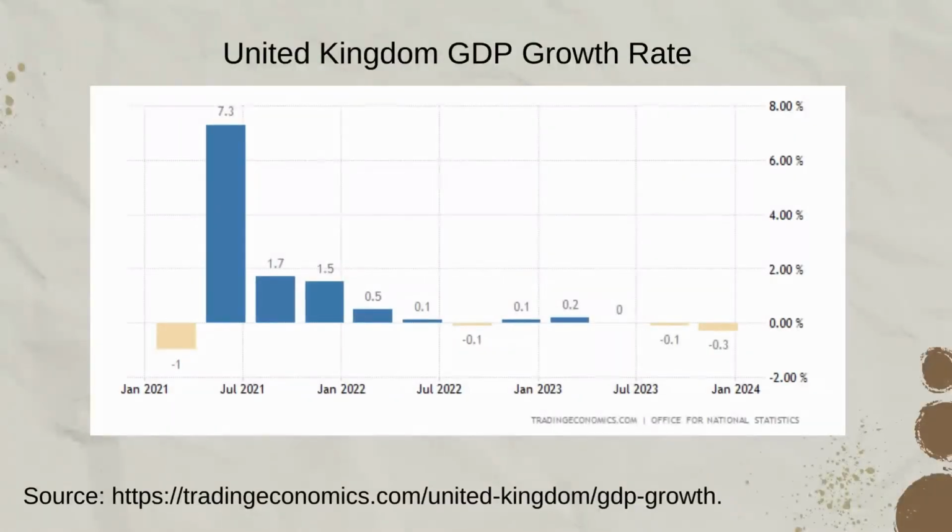This is UK GDP growth from January 2021 to January 2024. In the first quarter of 2023, the UK had 0.2% GDP growth. Second quarter, 0%. Third quarter, negative 0.1%. Fourth quarter, negative 0.3%. Considering the full 2023, the GDP in the UK edged up 0.1%.